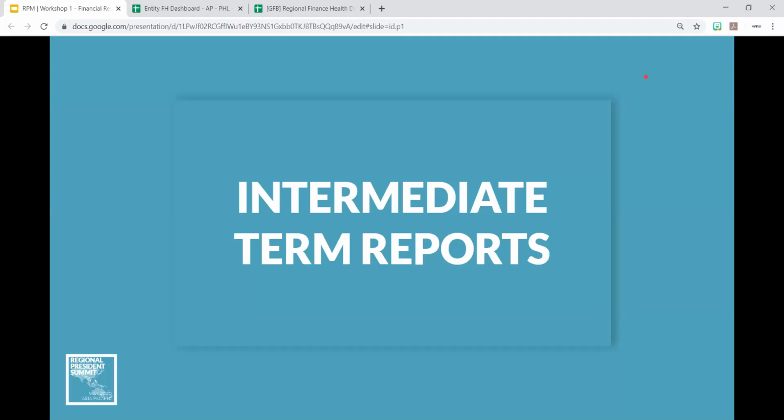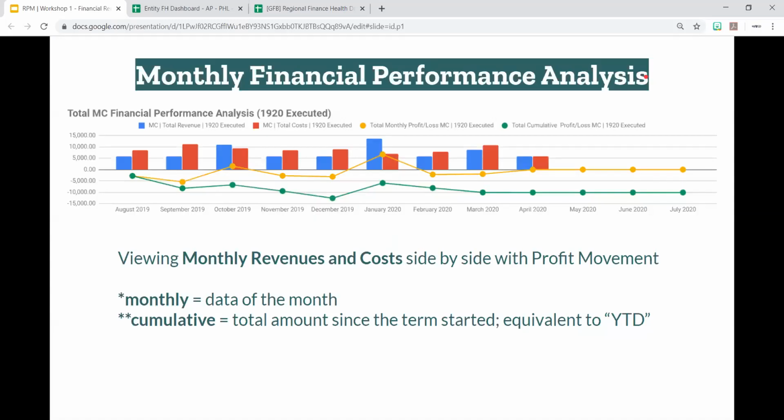Next are intermediate term reports. This is more on how you can do a report where you can see the overall picture of one year. This screenshot actually came from the entity finance health dashboard. This is a monthly financial performance analysis where you can compare total revenue and total cost, and then see the monthly profit loss and cumulative profit loss. Meaning you can do a monthly comparison of every single month side by side for total revenue and total cost, and view how your profit is growing or dropping.